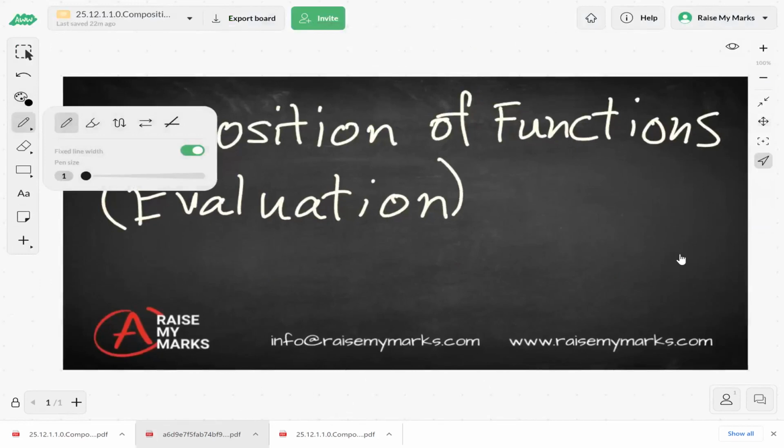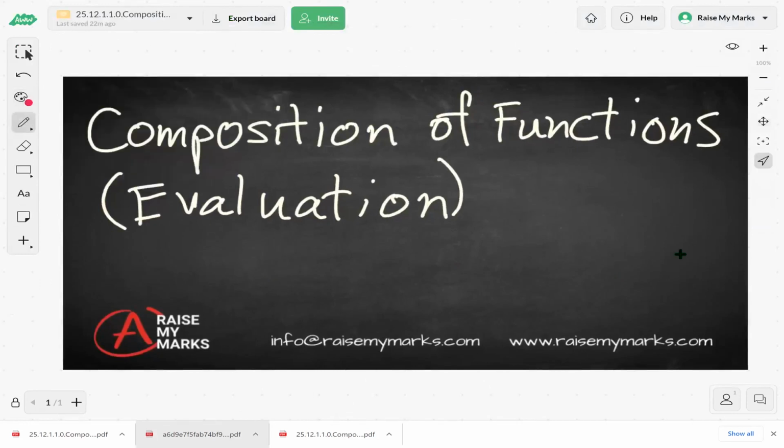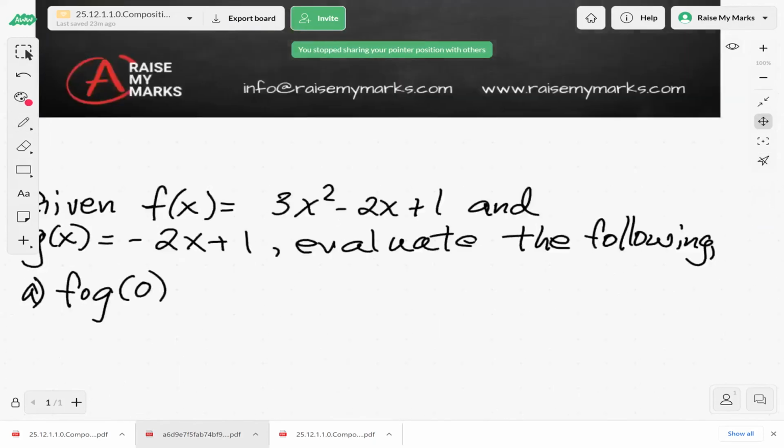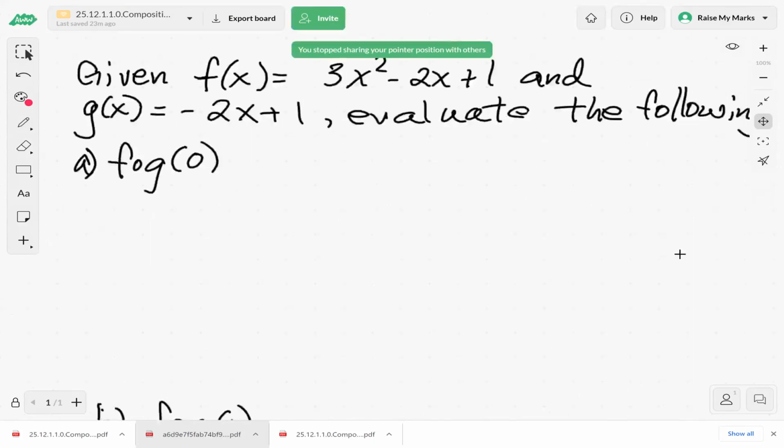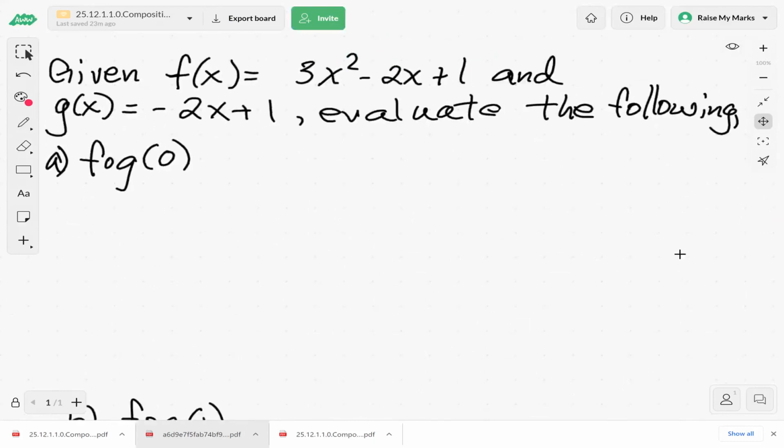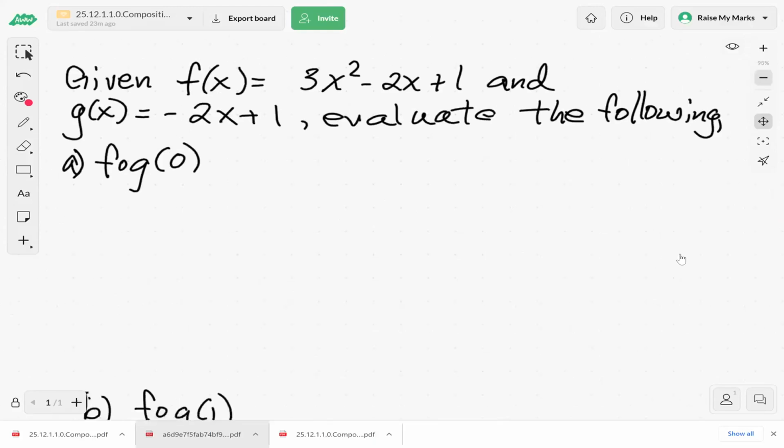So today we're going to look at the composition of functions, but we're looking at evaluating the composition of functions. So what does this mean? Well, let's look at an example. Given f of x equals 3x squared minus 2x plus 1 and g of x equals negative 2x plus 1, evaluate the following.